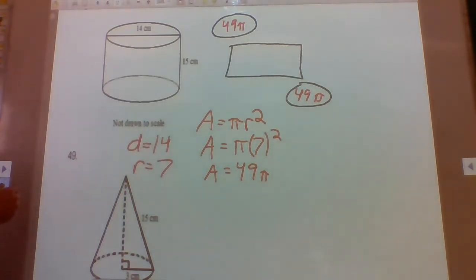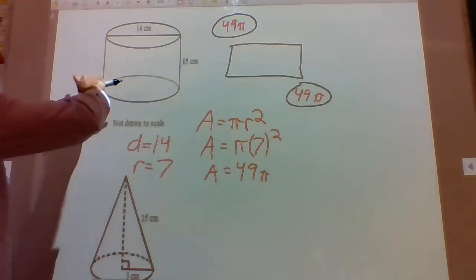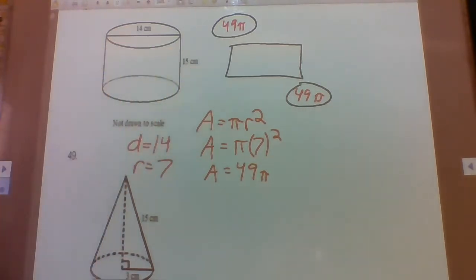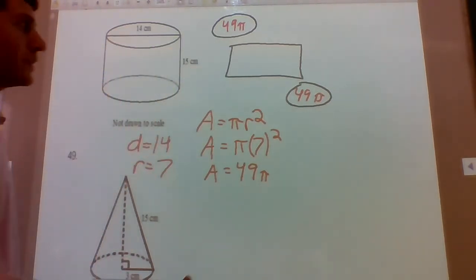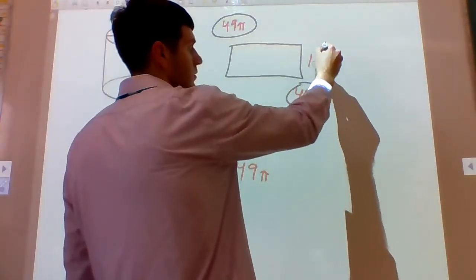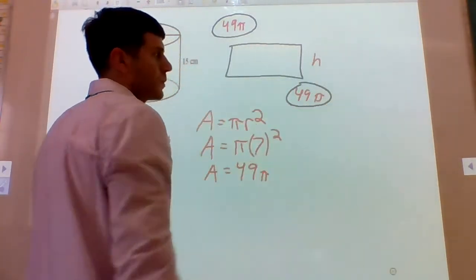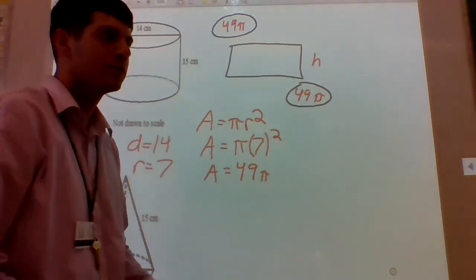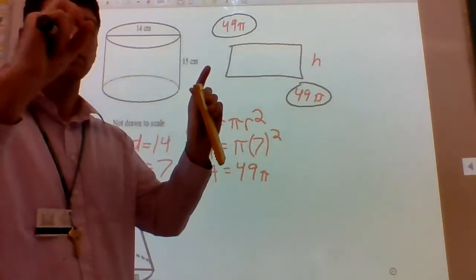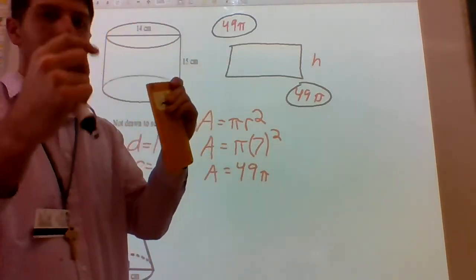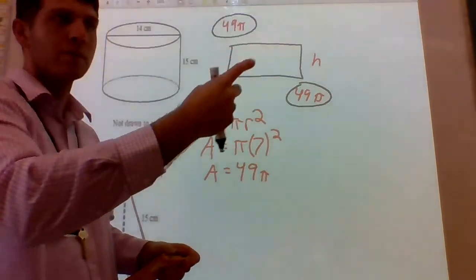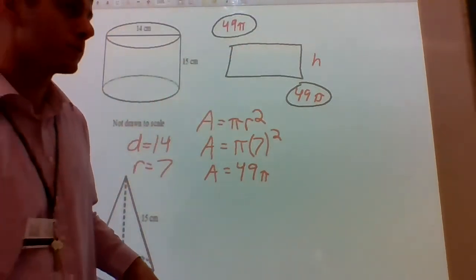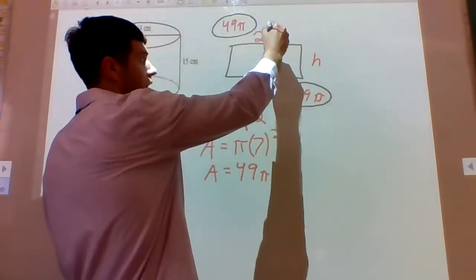Then we want to find the area of the rectangle, which is the unwound label, the lateral area around this cylinder. We know the height is 15, but let's just call it h, the height. The distance around the can is the length of our rectangle. Imagine you take that label off. The length of that rectangle is the distance around, which is the circumference. The formula for circumference is 2 pi r.